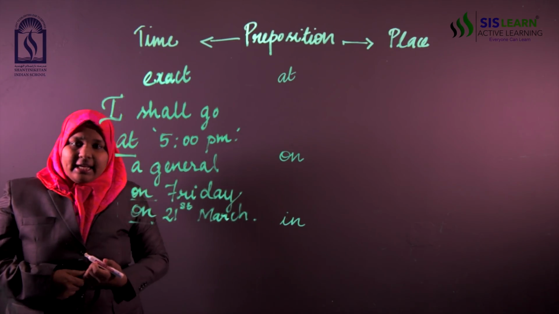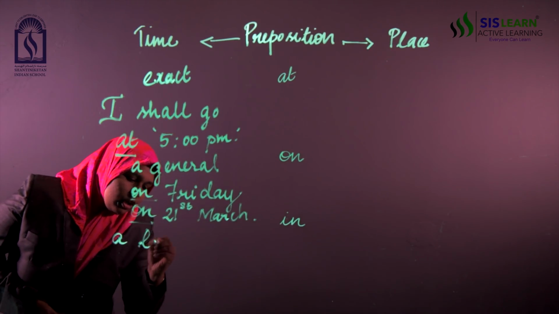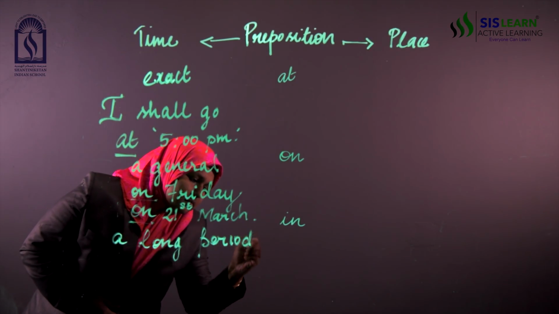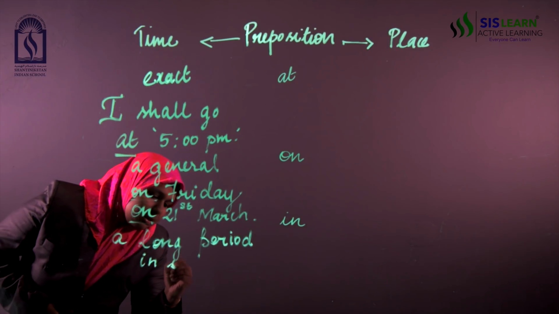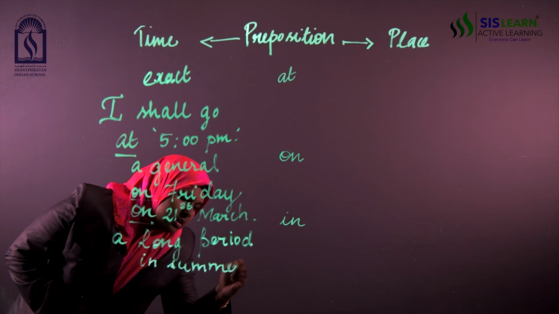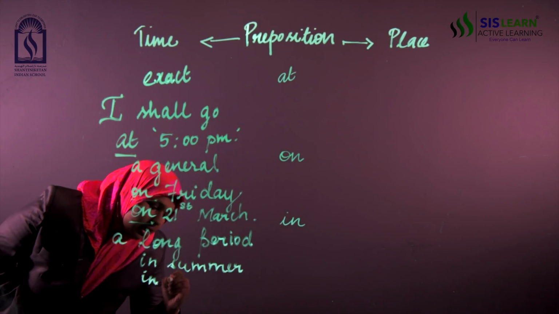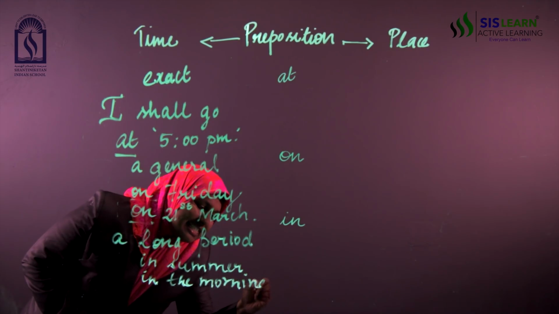And the last one, in, in relation to time, gives a long period of time. For example, I shall go in summer, or I shall go in the morning. It does not give an exact point of time.